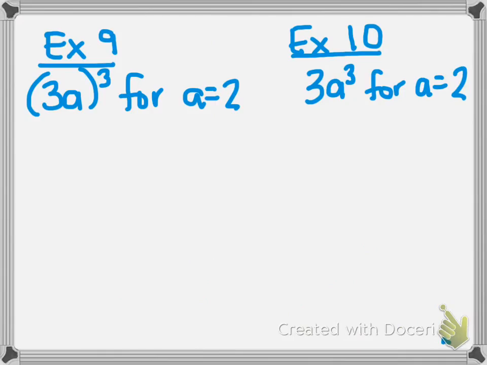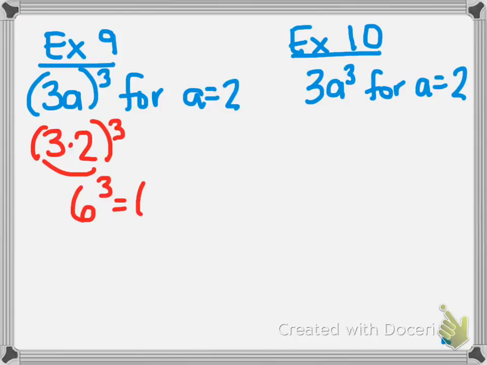Okay, example 9 and 10 look similar, but their answers are totally different. On example 9, you have parentheses, so that means you have to do what's in parentheses first, and example 10 doesn't have parentheses. So on example 9, you're going to do inside the parentheses first, so that's 3 times 2 to the third power. And then inside the parentheses is 3 times 2, so that's 6 to the third power. So that's 6 times 6 times 6, which is 216.